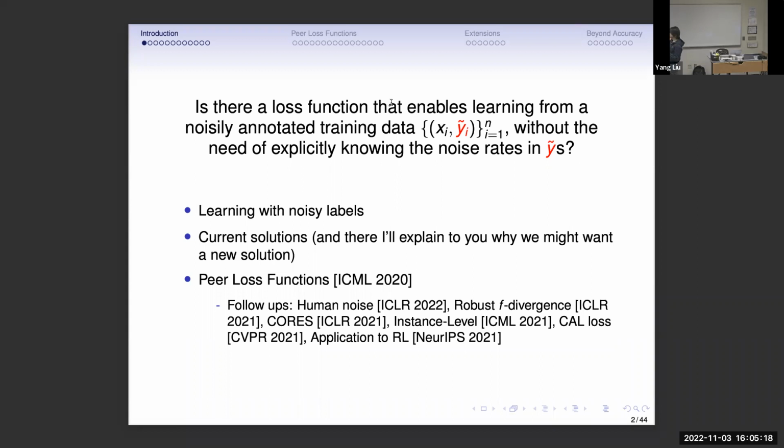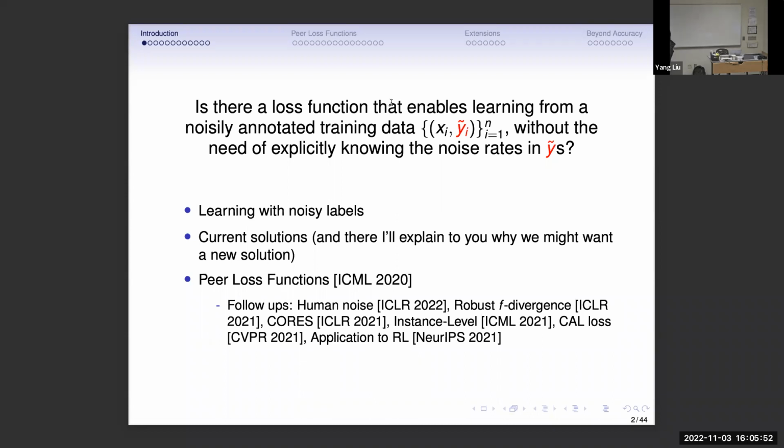So the question is straightforward. Is there a loss function that enables learning from this noisily annotated data without the need of explicitly knowing the noise rate in y tilde? This is often referred to as the learning with noisy labels question. You have a single noisy label associated with each of the data xi, no ground truths, no other things. There's a parallel literature on crowdsourcing, where you may have multiple noisy labels associated with each data, but that's not the case here. There's only a single label, which is noisy.